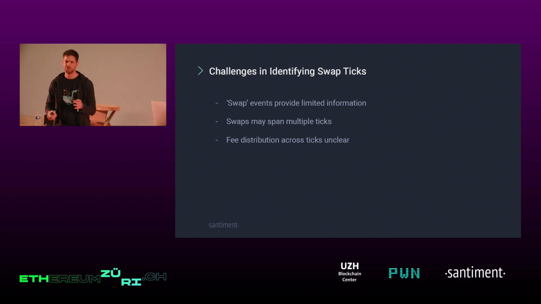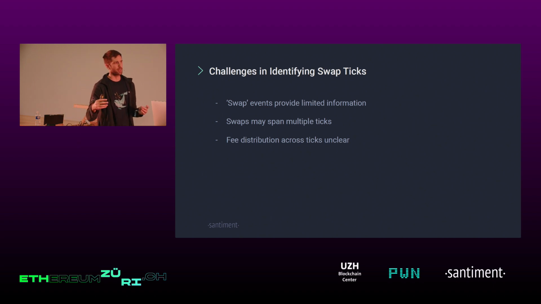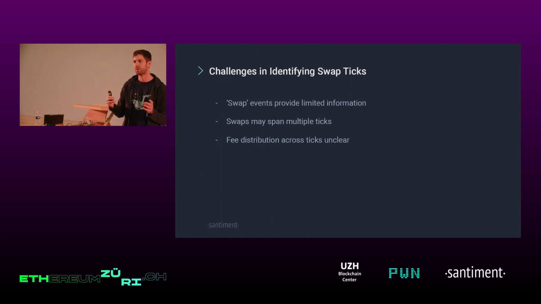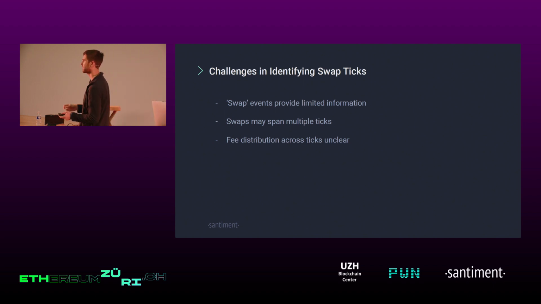And because ticks, as we covered earlier, vary in liquidity, we don't know from the swap event how much of that swap happened at each of those ticks. So we don't know how to assign the fees of the swap to each tick, like how much goes to each tick.